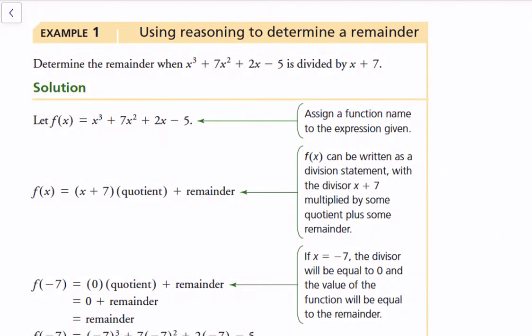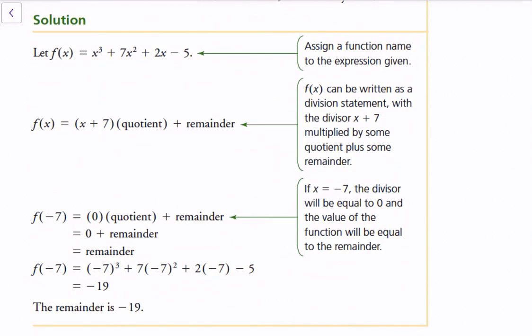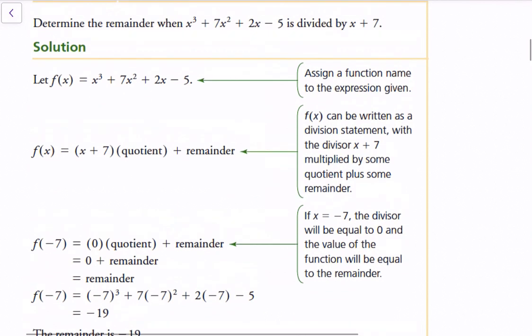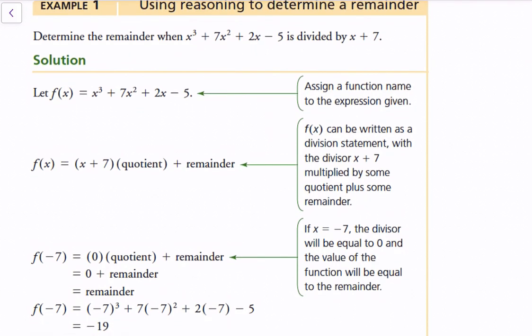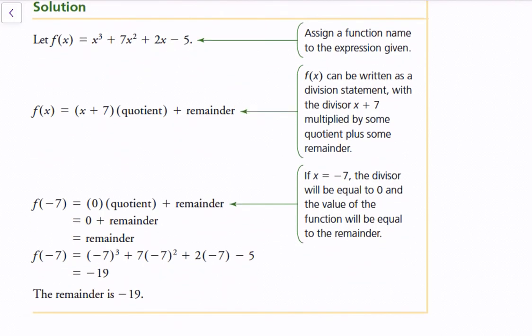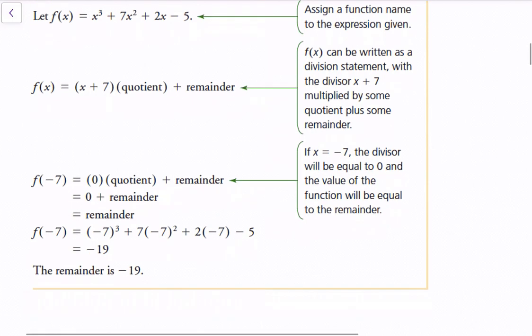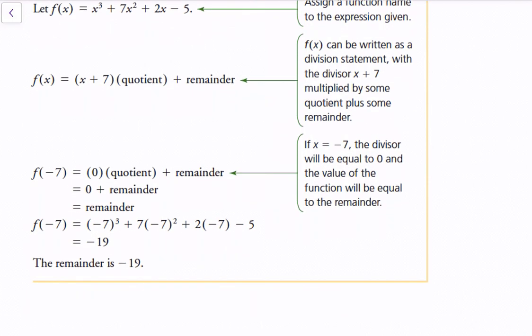Here's an example that tells us to determine the remainder when this polynomial is divided by x plus 7. The first thing we're going to do is isolate the x value. We know that if we put minus 7 into our x plus 7, that would give us 0. So we're going to take f of negative 7 in our given polynomial. f at negative 7 is equal to 0 times the quotient plus the remainder. So f at negative 7 is equal to negative 7 cubed plus 7 times negative 7 squared plus 2 times negative 7 minus 5, which gives you negative 19.